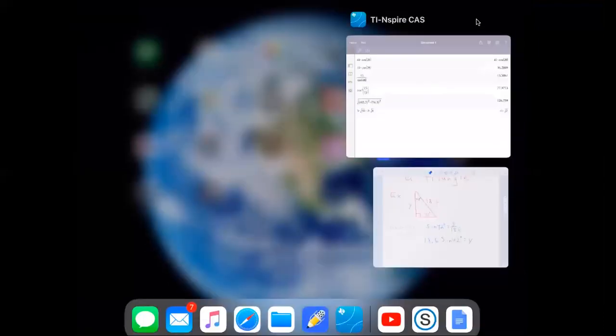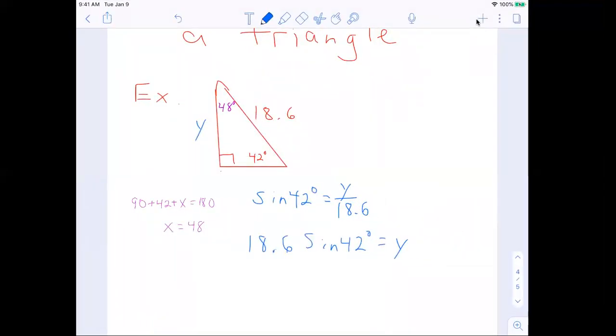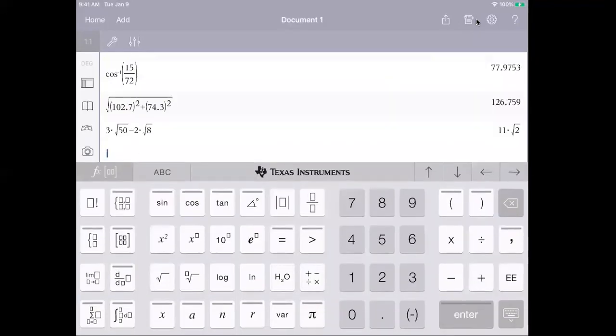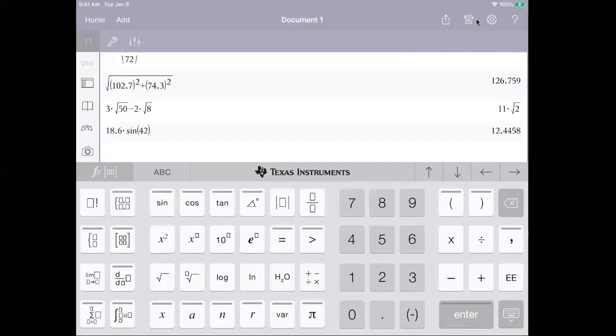So I want to do 18.6 times the sine of 42 degrees. I don't put the degree symbol because it's in degree mode. Remember, if I just hit enter, it's not going to give me, oh, it did give me my approximation. So in my enter, I can pull up to my approximate value here. And so I get 12.4.